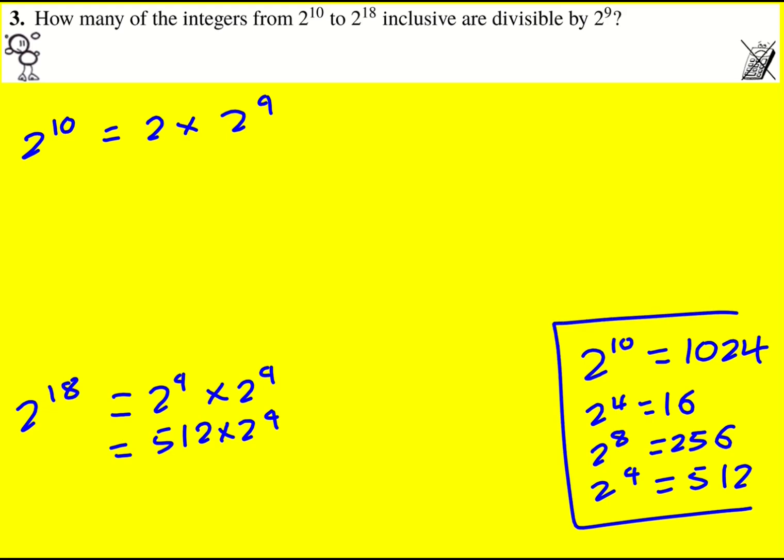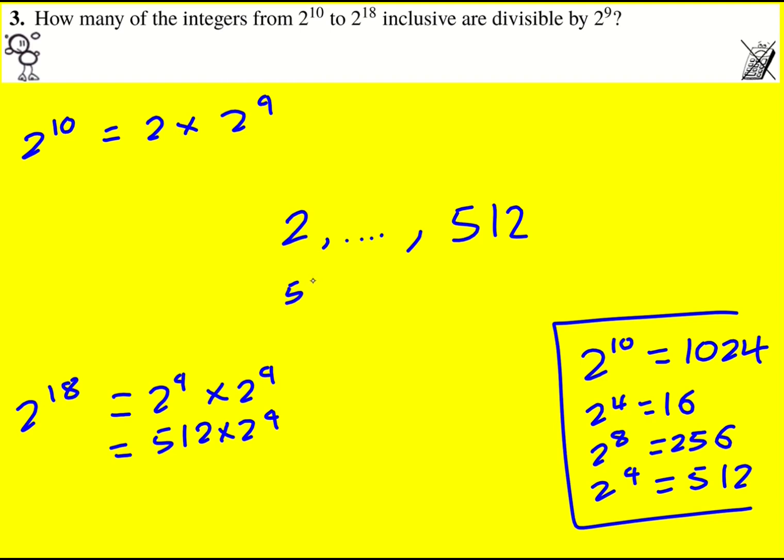But what we see is that essentially between 2 to the power 10 and 2 to the power 18, we have a lot of numbers from 2 times 2 to the 9 to 512 times 2 to the 9. So it's all of these ones that are going to be divisible by 2 to the 9. So basically, we're interested in finding how many numbers there are between 2 and 512.